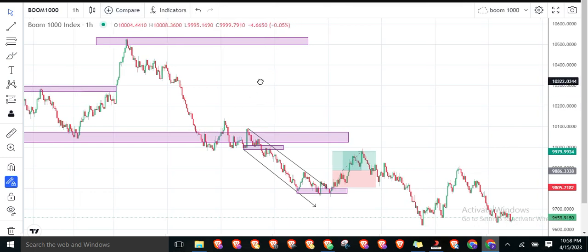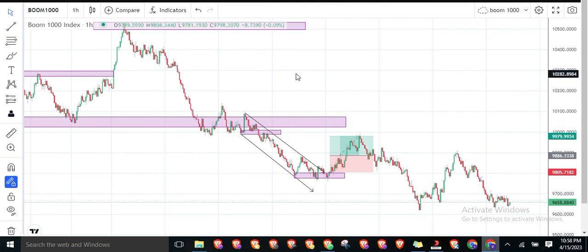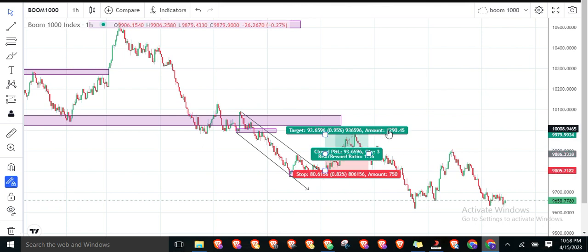You see, this is our analysis on 1 hour time frames which we identified, and this is the last zone that we discussed about. And guys, immediately the trade reached that particular zone, it began to spike up to this moment.